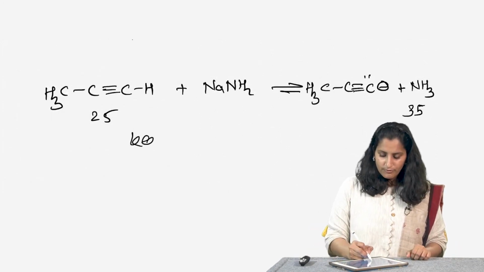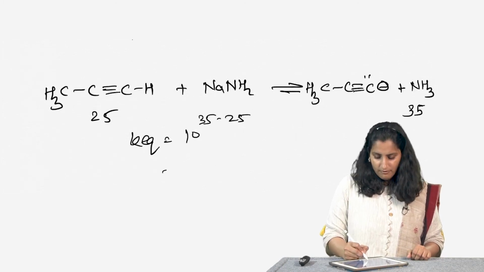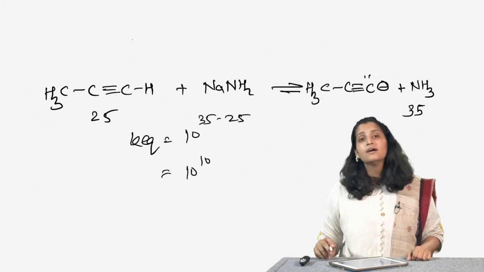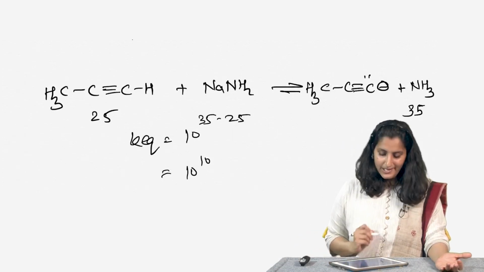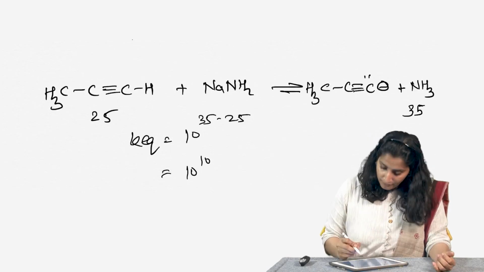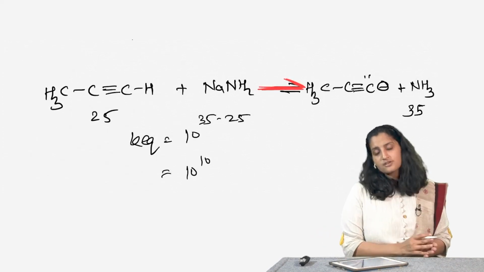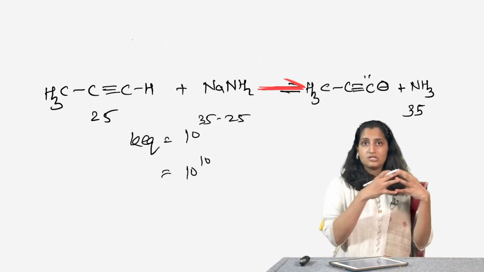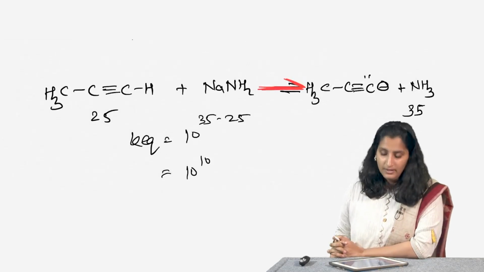So, the K equilibrium for this reaction becomes 10 to the power 35 minus 25, which is 10 to the power 10, right. So, now with NaNH2 as the base, you can form the acetylide ion in much higher excess, such that the reaction now becomes product driven, and most of the reactants are going to react to form the final product, right.